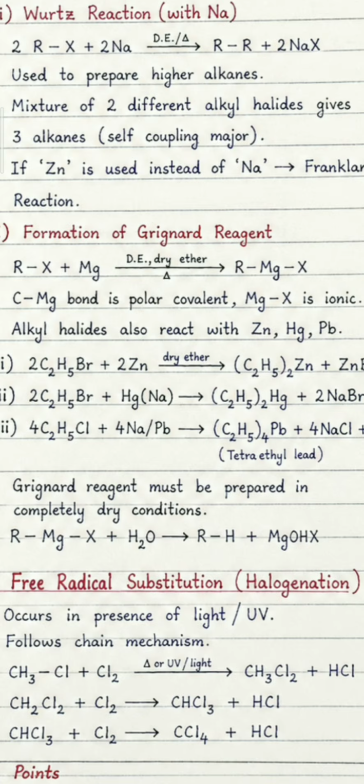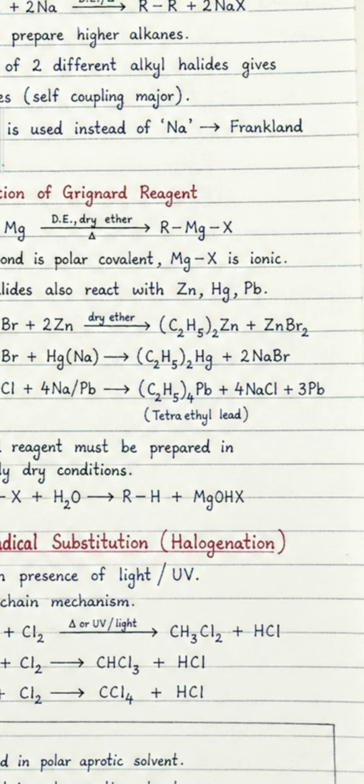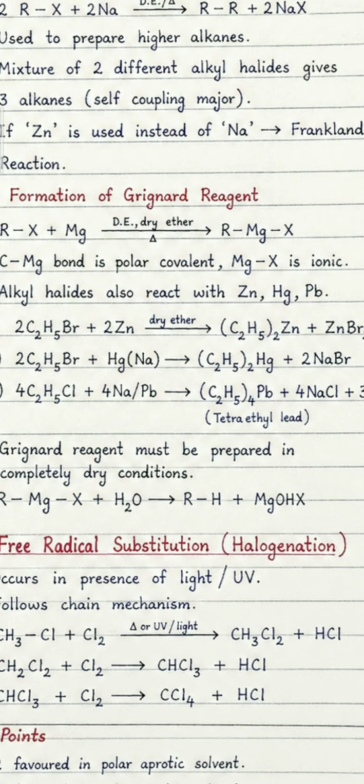When C2H5Br is treated with zinc in the presence of dry ether, it gives (C2H5)2Zn plus ZnBr2. When C2H5Br is treated with mercury in the presence of sodium, it gives (C2H5)2Hg plus 2NaBr. When C2H5Cl is treated with sodium-lead alloy, it gives tetraethyl lead plus 4NaCl.